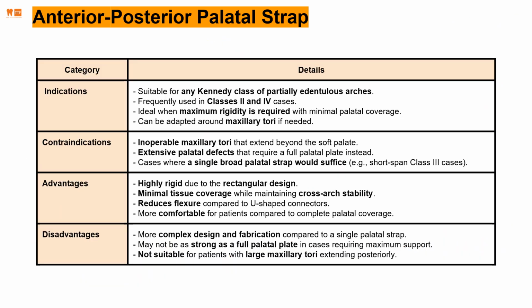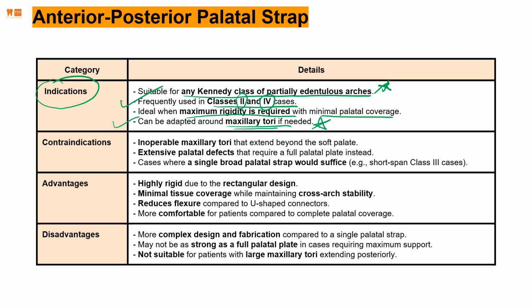Indications. When is this indicated? Suitable for any Kennedy class. Amazing. However, it's used for class 2 and class 4s. And I'd like you guys to think about the implications of a tissue and tooth supported versus just a tooth supported. So wide indication, right? Ideal for when maximum rigidity is required, with minimal palatal coverage. Now I kind of disagree with that from the textbook, right? It does cover a lot of the palatal surface. It can be adapted to maxillary tori.